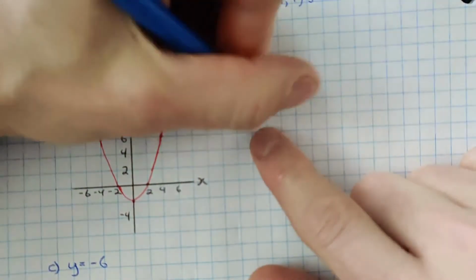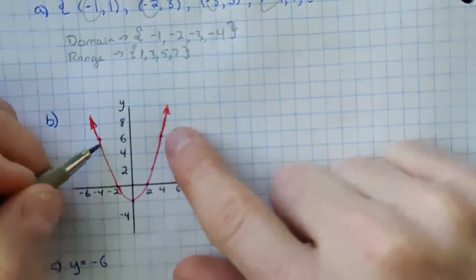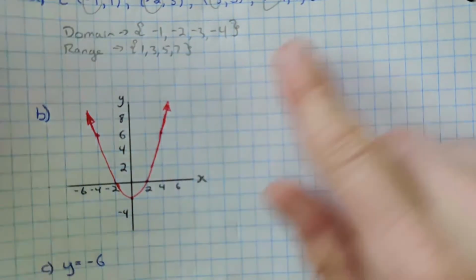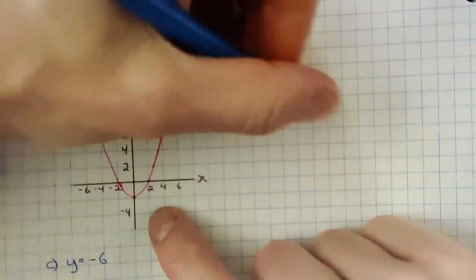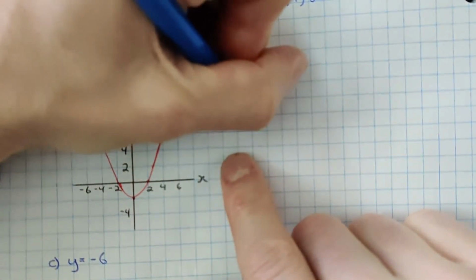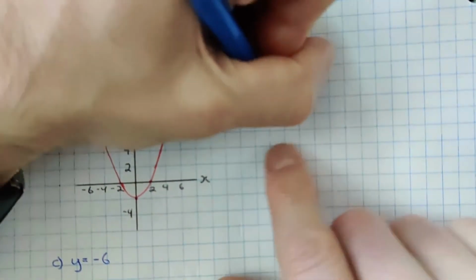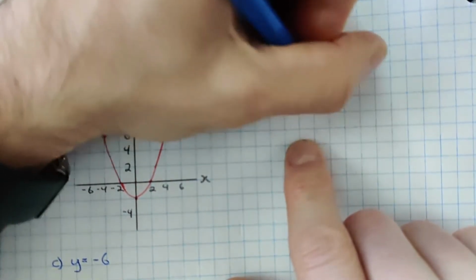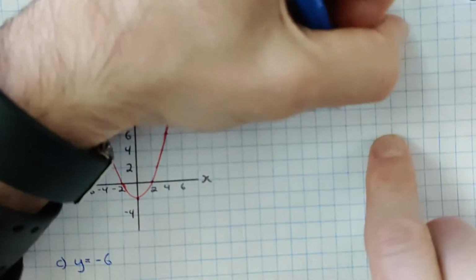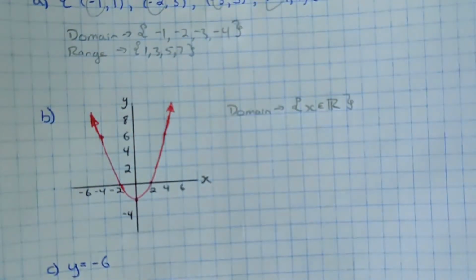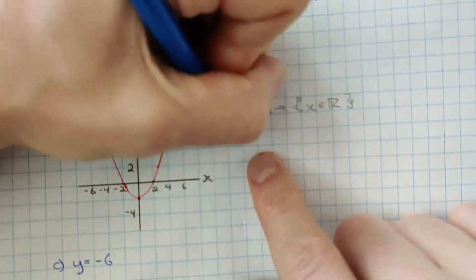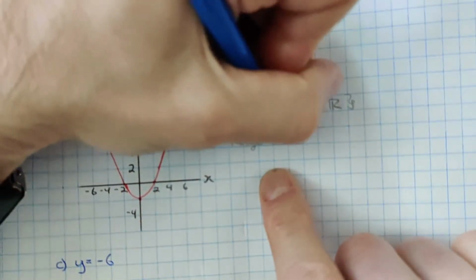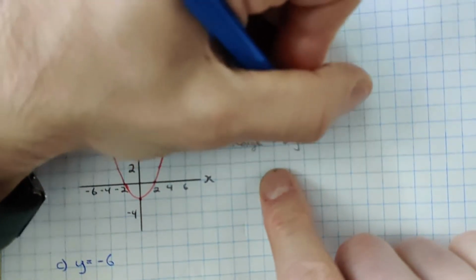Domain and range in the case of this, so again, we got a parabola, similar to the example on the previous page. The arrows mean it continues forever this way and this way, so it's going to go on and on and on, and because it's going on and on, it's going to hit every x value. The domain is the set of x belonging to the real numbers, and that's it, no restrictions. And then the range is going to be the y value belonging to the real numbers.